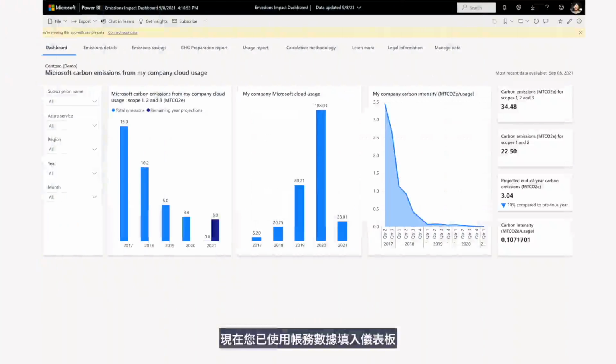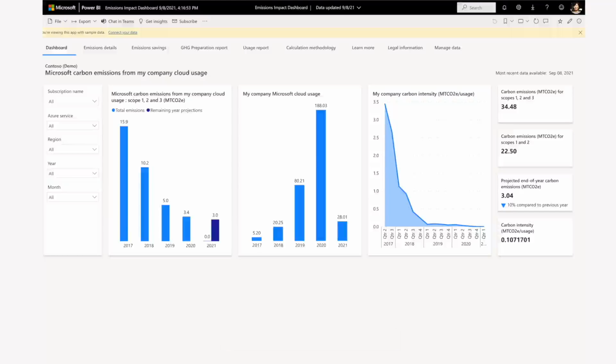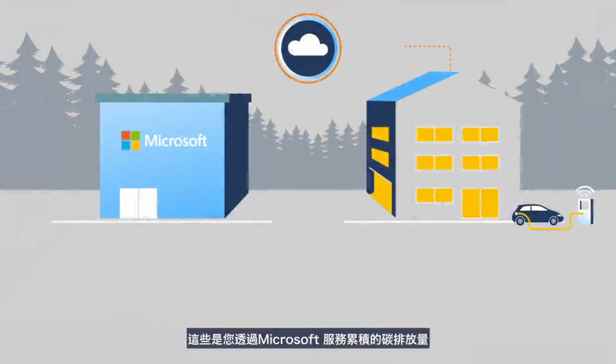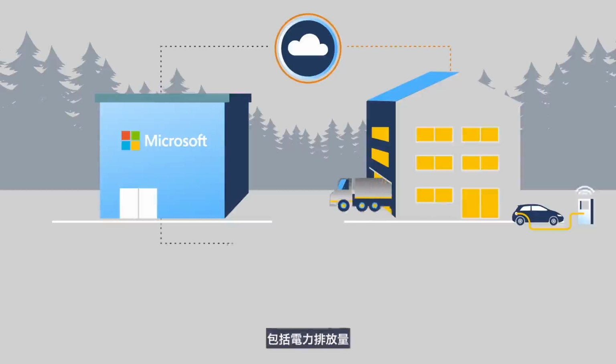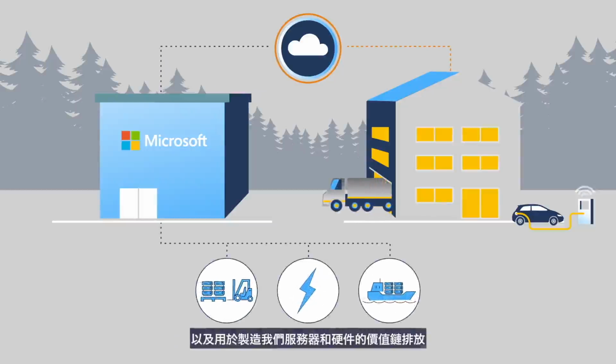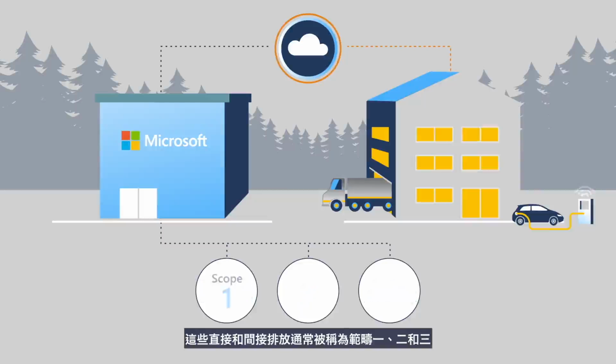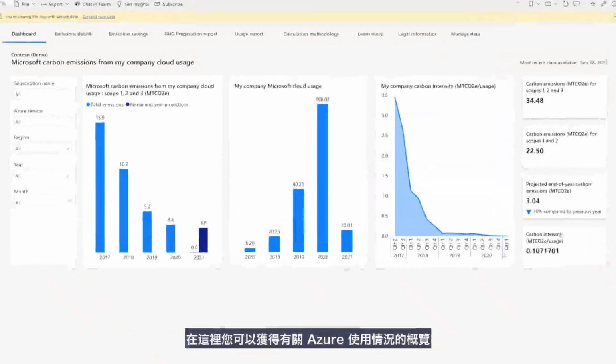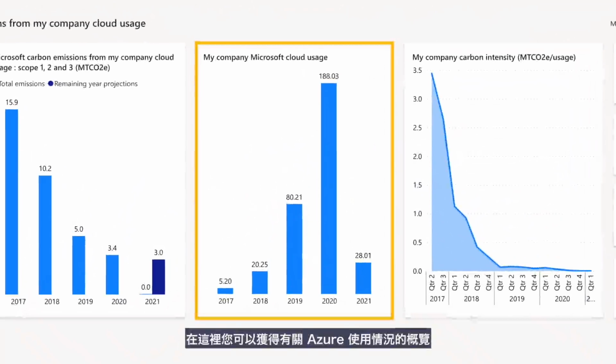Now that you've populated the dashboard with billing data, you'll see your carbon footprint from your Microsoft Cloud use. These are carbon emissions that Microsoft accrues on your behalf, including emissions from electricity and the entire value chain that goes into manufacturing our servers and hardware. These direct and indirect emissions are often referred to as Scopes 1, 2, and 3. For more information on emissions scopes, visit ghgprotocol.org.